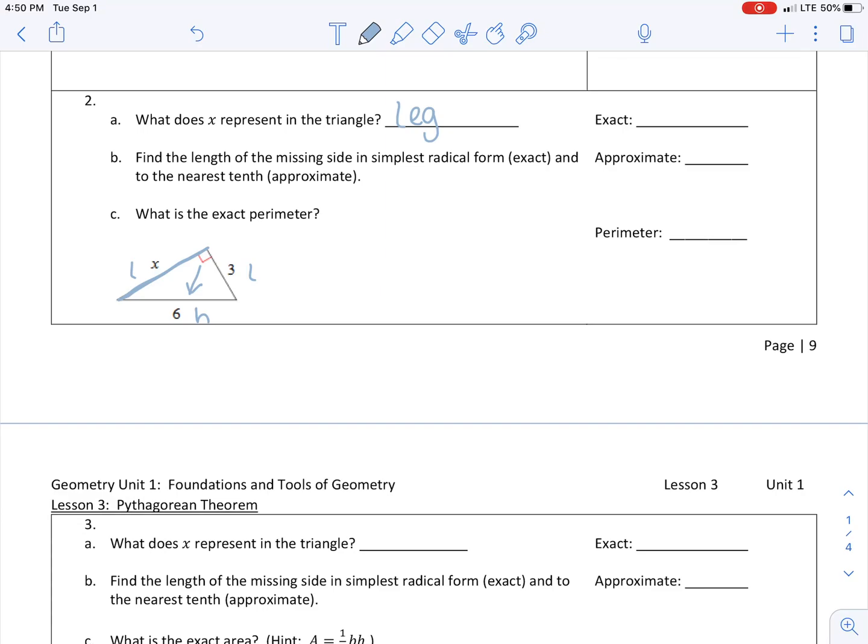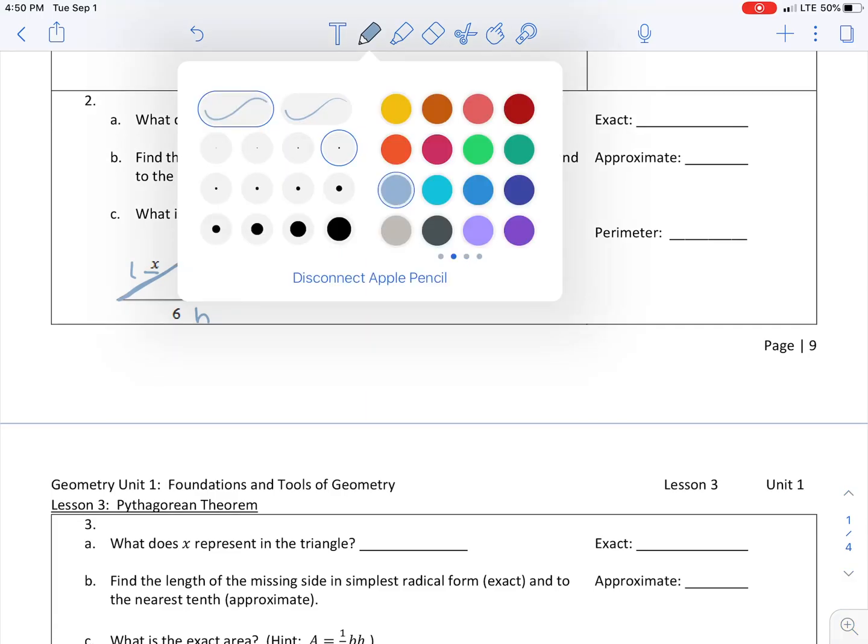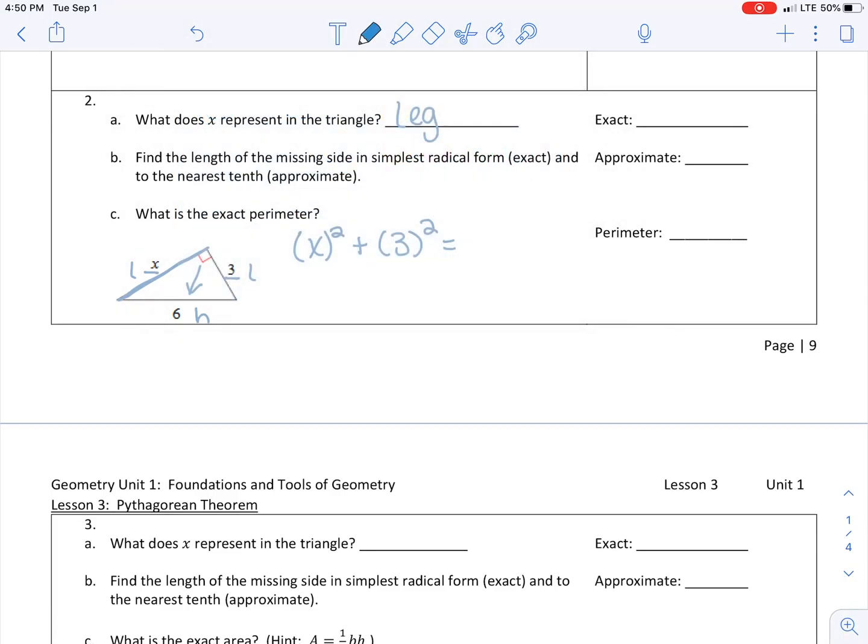So I have one of my legs squared. It does not matter which one you start with, so let's just start with x, and we're going to square that. And then I have my other leg, so I'm going to add 3 squared. And that's going to equal my hypotenuse, which is that 6. So that's going to equal 6 squared.